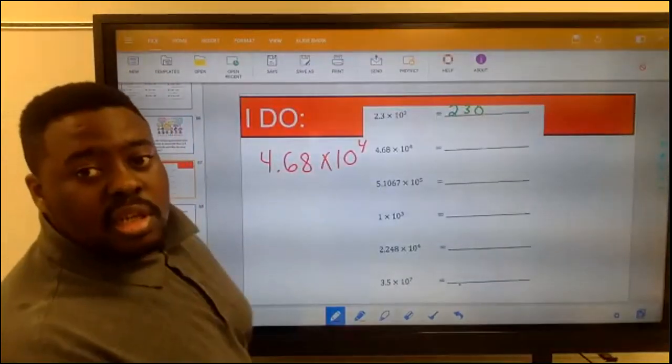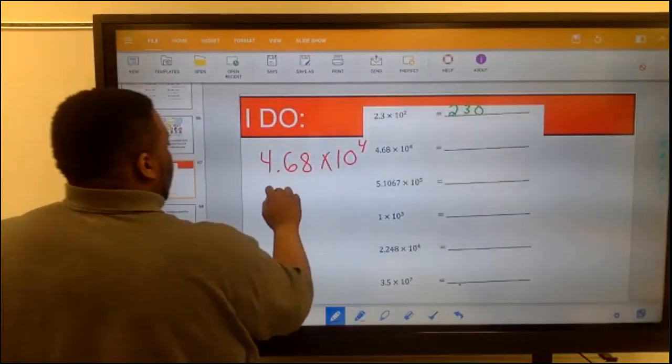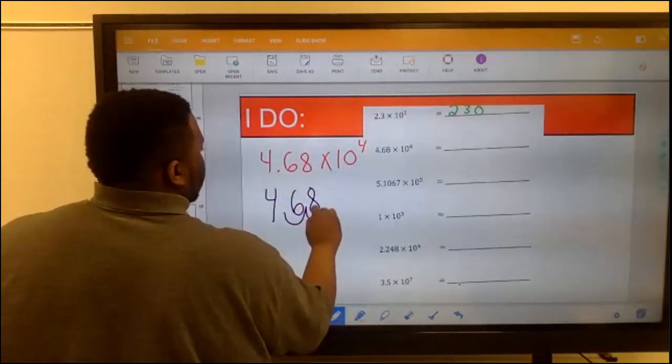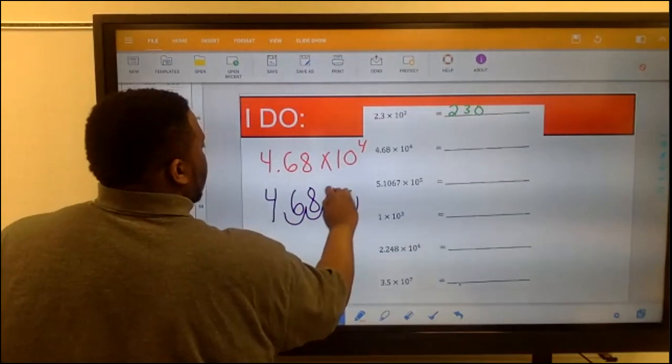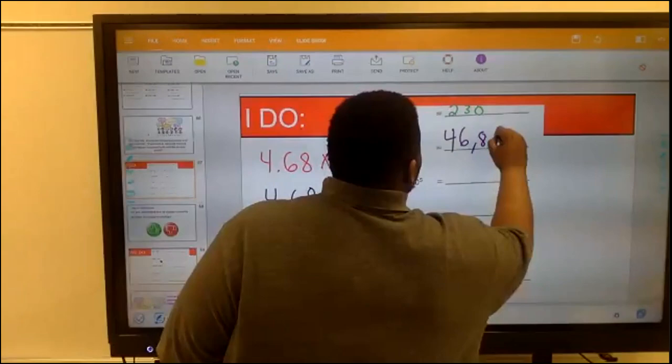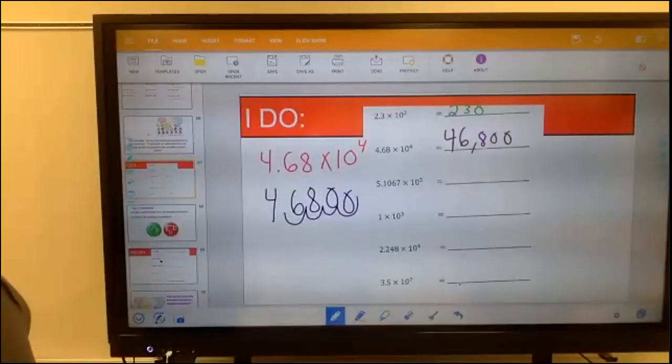Anybody can answer, just not Mr. Raul. Anybody can answer. You can put it in the chat as well. 4.68, we are going to the right. 1, 2, 3, 4. Which looks like 46,800. Okay.